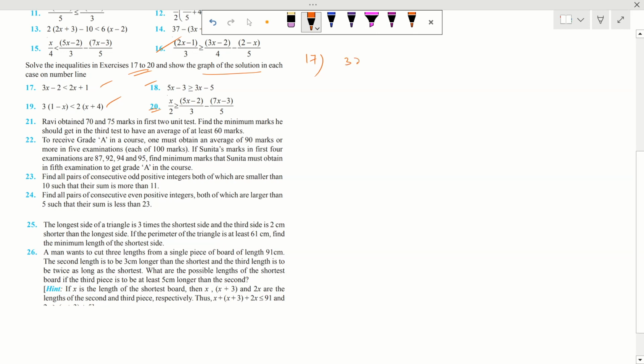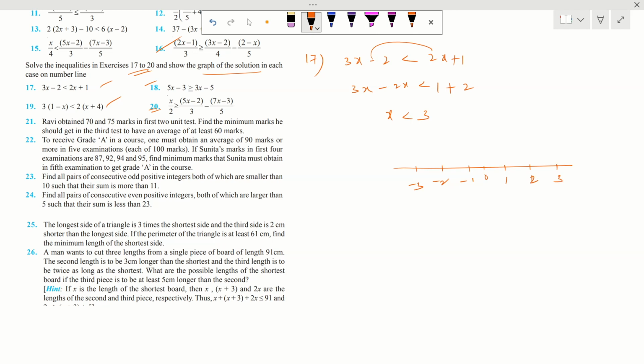The 17th one is given: 3x minus 2 less than 2x plus 1. Writing the x terms on one side, 3x minus 2x, and taking the minus 2 to the other side, it becomes 1 plus 2. Then 3x minus 2x is x, less than 3. So the solution is x less than 3. Which numbers are less than 3? If we take a graph, it contains the values 0, minus 1, minus 2, minus 3, and positive values 1, 2, and 3.